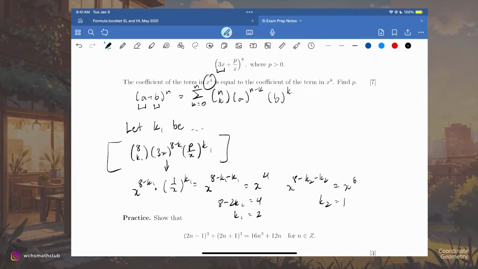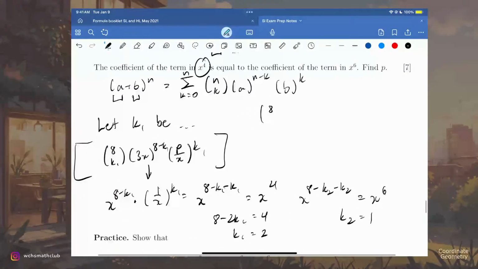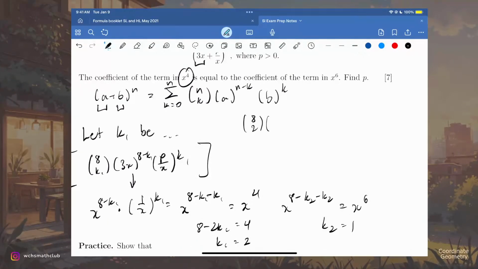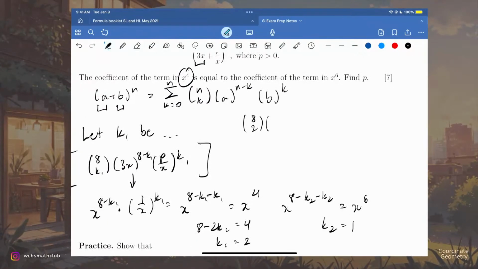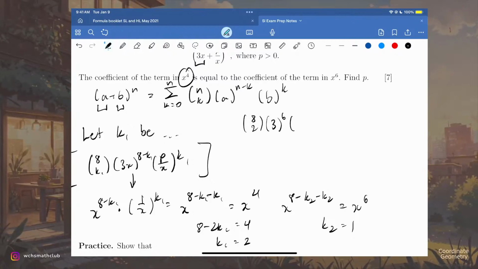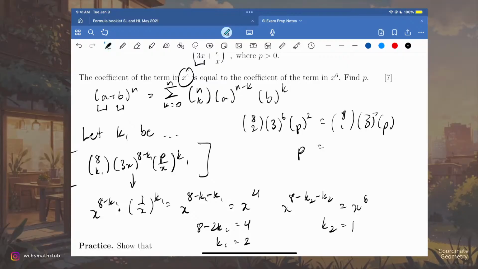So just for ease of space, I'm going to zoom in a little bit. We have, let's start with p1, so 8 choose 2 times, and now we already know the term is going to be x to the 4, so we can only look at the numbers now. So 3 to the power of 8 minus 2 is 6, times now p to the power of k, so p to the power of 2 equals 8 choose 1, 3 to the 7 times p, just like so. And now you plug this all into your calculator, we can notice p equals all of this right here divided by all of this.